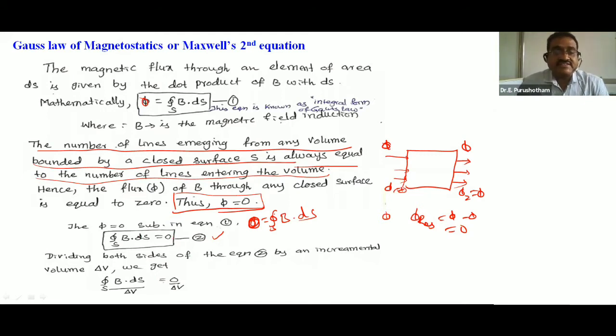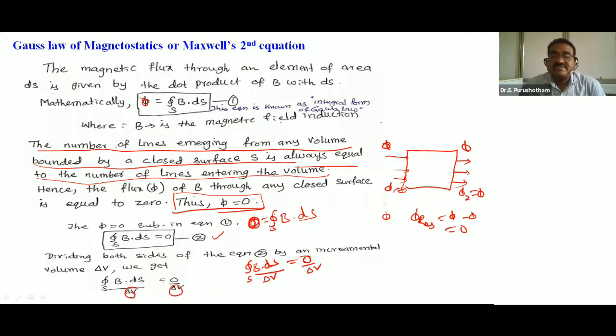Now, dividing both sides of equation 2 by an incremental volume delta V. I am taking the same surface integral over S of B dot ds is equal to 0, dividing both sides by delta V. So you can observe here, the same.